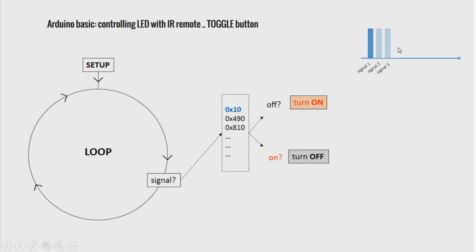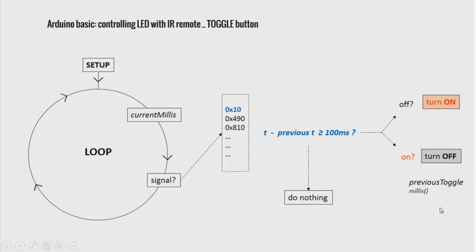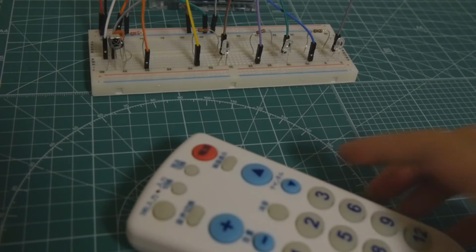The way we do this is similar to the previous method. The Arduino takes note of the current time. When a new signal is sent, and if there was also a signal less than 100 milliseconds ago, then it will not do anything. But if there was no signal before, it will toggle the LED and take note of the time when this toggling happened. And this is the result.